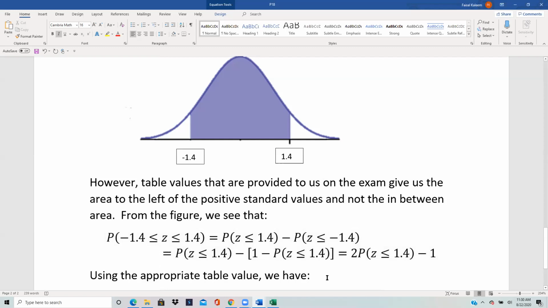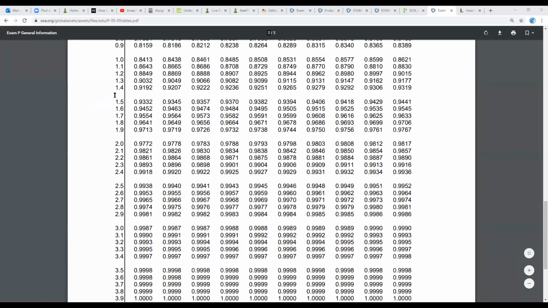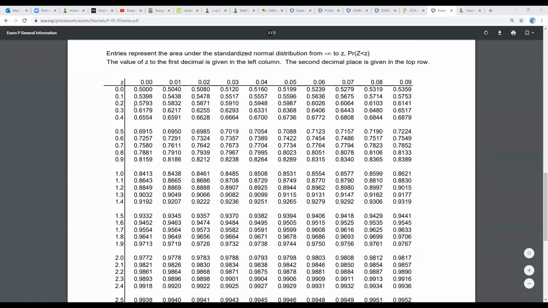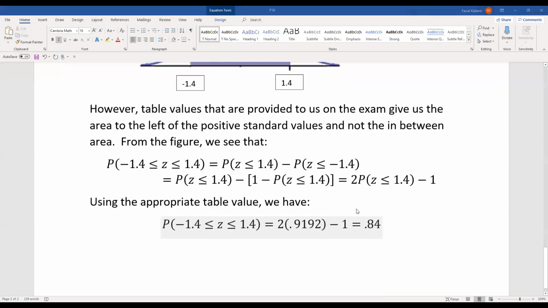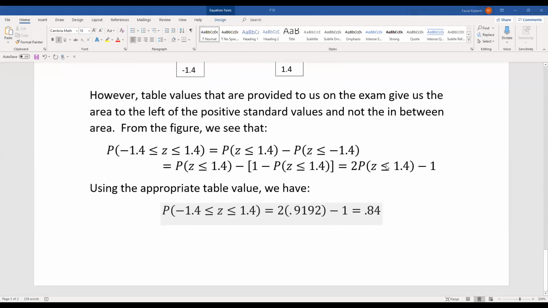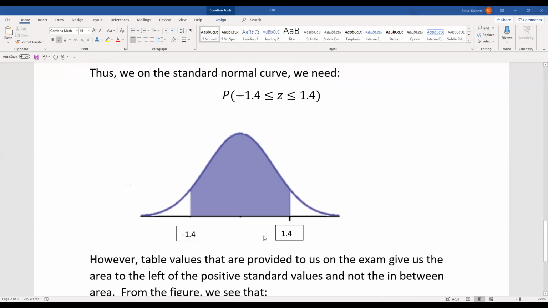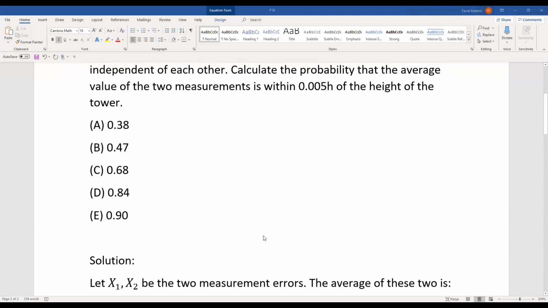Let's go back to the table again. So we have to look at 1.4. At 1.40, we read the probability value to be 0.9192. So we go back. So this value is 0.9192. So 2 times 0.9192 minus 1 equals 0.84, which is choice D.